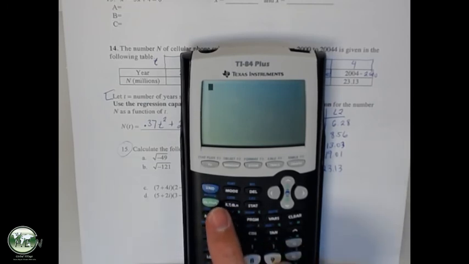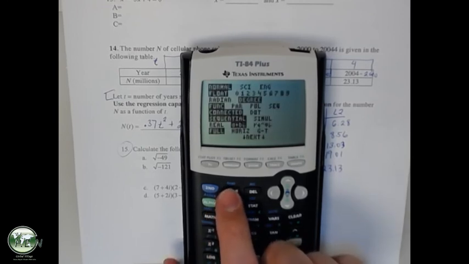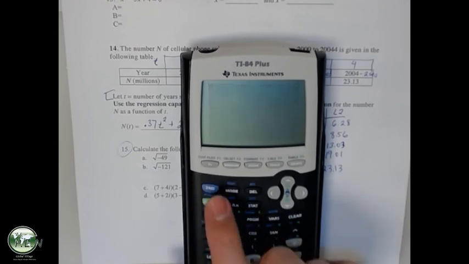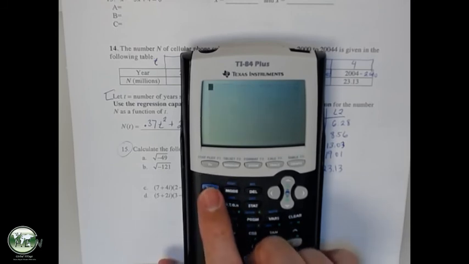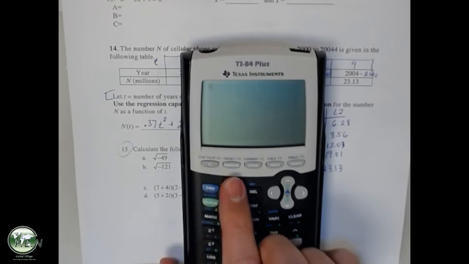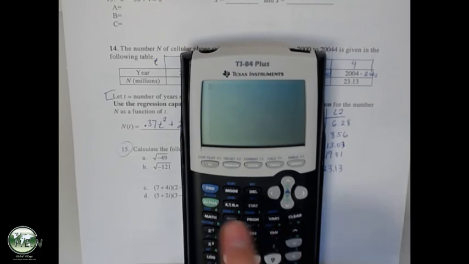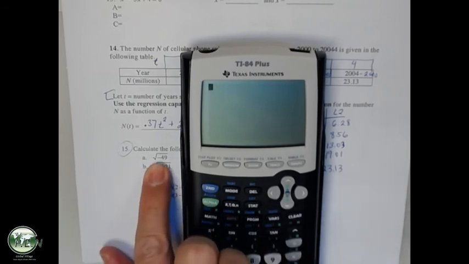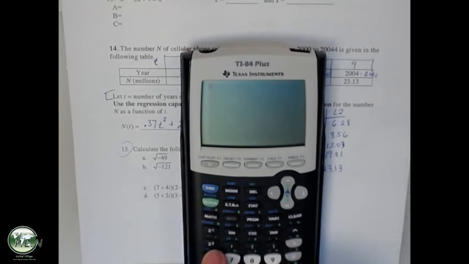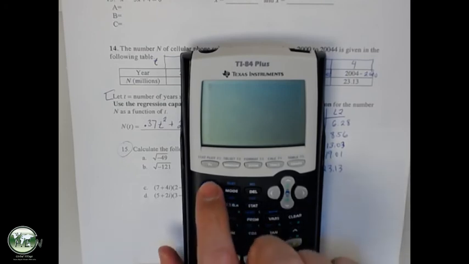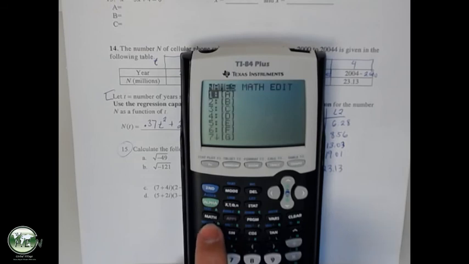How did I get out of that? If you're in the modes screen, just hit second mode, which is the quit, and it gets you back. There might be other ways to do it, but that's the most elegant way I found. Second quit kind of gets you out of a lot of stuff. Okay, and then what we're going to want to put in is the square root of negative 49. The square root button is, notice this x squared. Above it, it says there is a square root. So to get the square root, we have to go second x squared button.